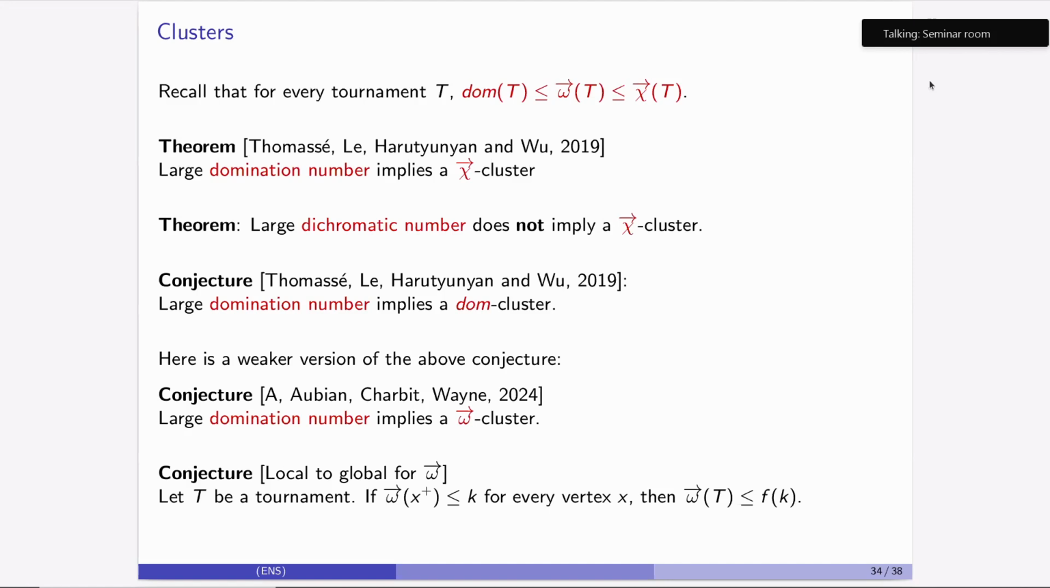And this, we would like it a lot, because if this is true, then we have this local to global property for omega. That is, if this is true, then it's easy to show that if in a tournament T every out neighborhood has small clique number, then the whole tournament has small clique number. And this looks like something that should be true.